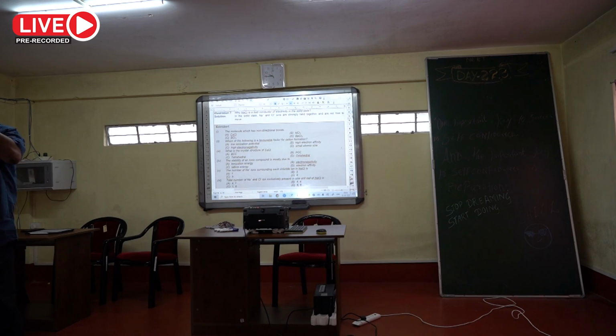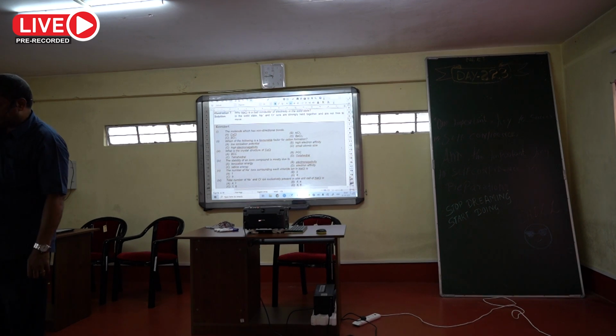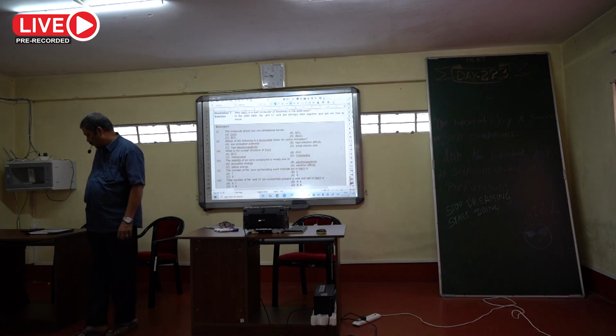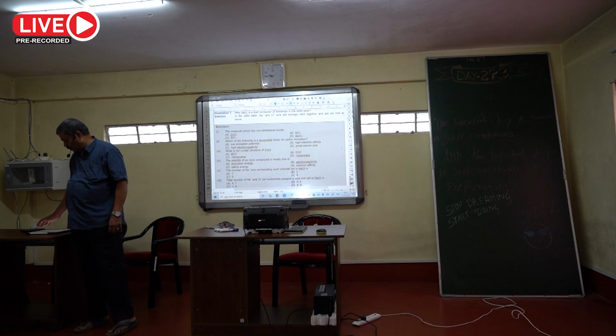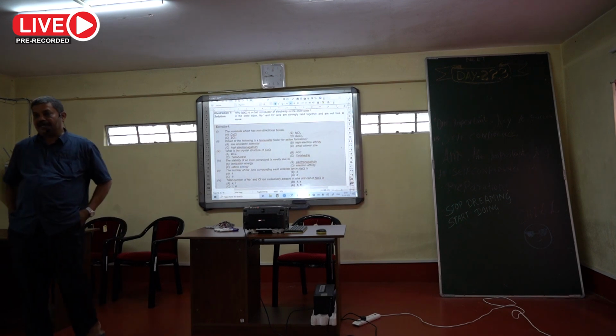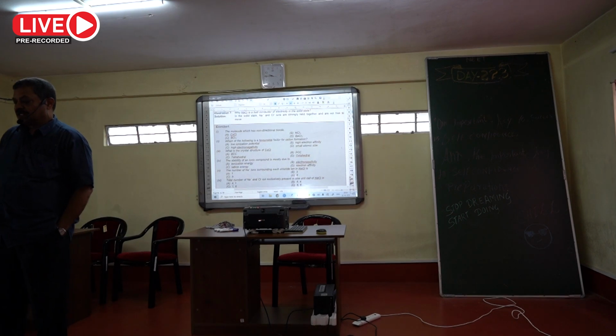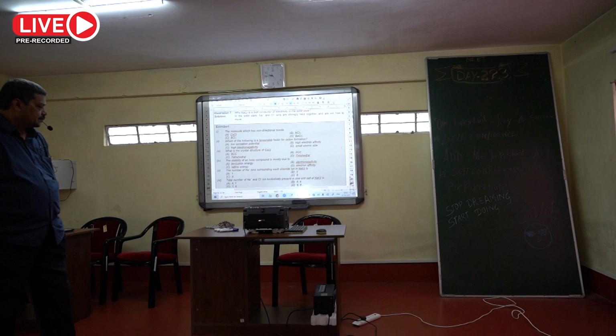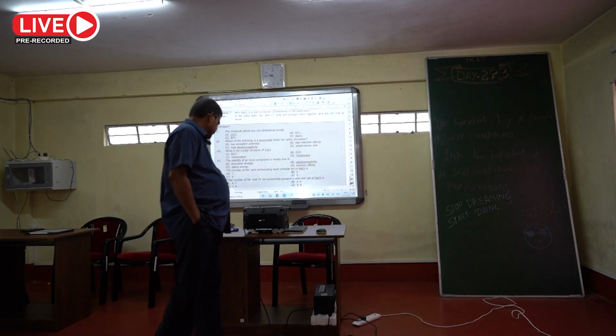Similarly, in cesium chloride, the coordination number of cesium ion and chloride ion both are 8. The coordination number of both Cs plus and Cl minus in CsCl is equal to 8.